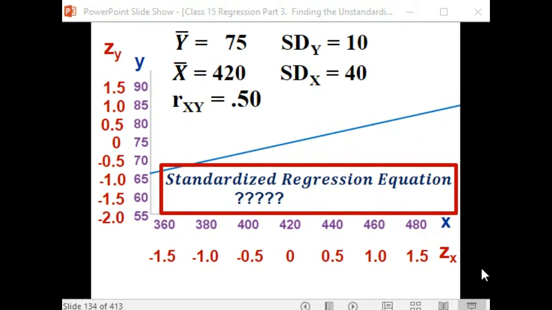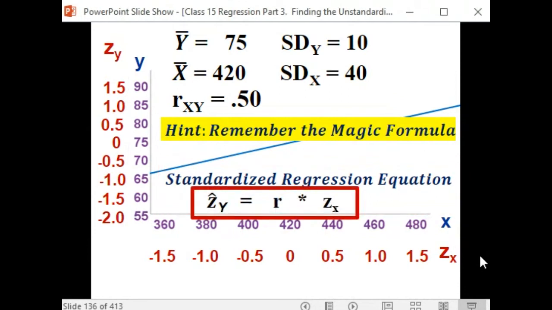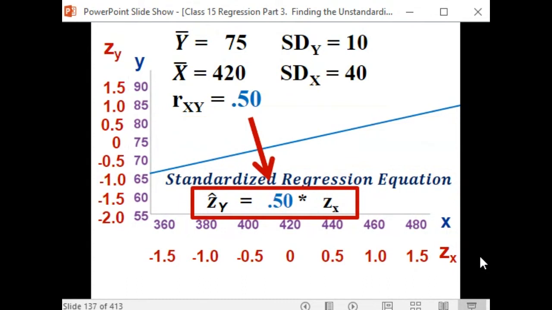Okay, if you're thinking about it, remember the magic formula. So what's the standardized regression equation? Okay, here's the answer. Here's the magic formula. And up here it tells us that r equals 0.50. So we just plug that number into the magic formula and we know the standardized equation of this line. It's the predicted z of y equals 0.50 times the z of x.